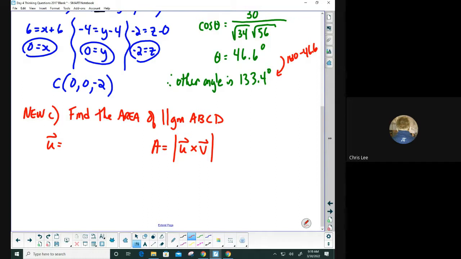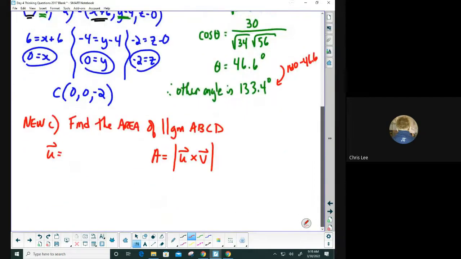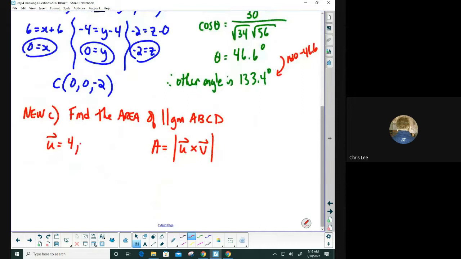Okay, back to the question, please. U, V, we already figured out what U and V were, right? It was up at the top there. What was U? 4, negative 3, 3. Thank you. And what's V? 6, negative 4, negative 2. Okay, that's just coming from above.